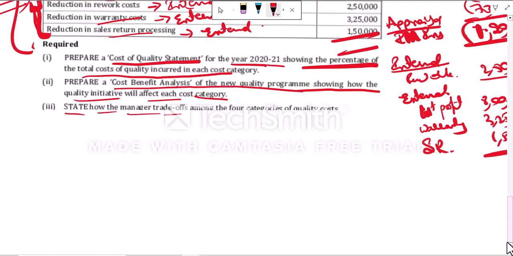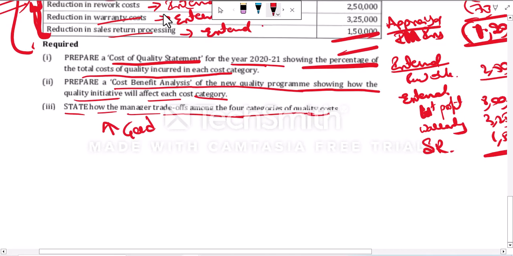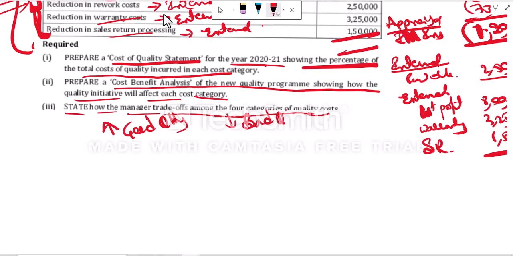State how manager trade off among 4 categories of quality cost. This is a theoretical question. So how he will trade off: investment in good quality reduces the cost of bad quality. Okay, but over investment may not reduce that much of bad quality, so they should opt for the optimum cost of quality at which they can achieve the maximum profits. Okay, that's the final answer.